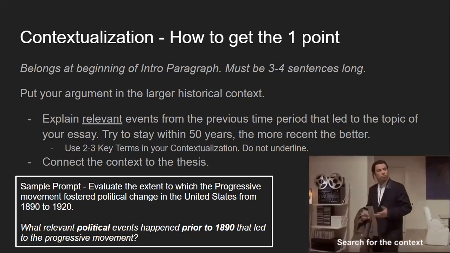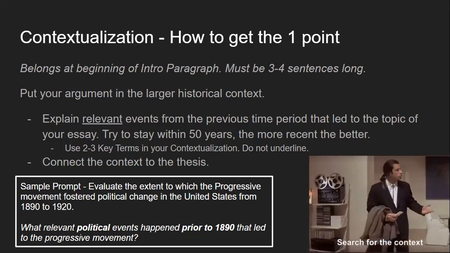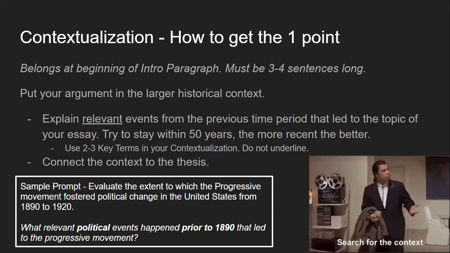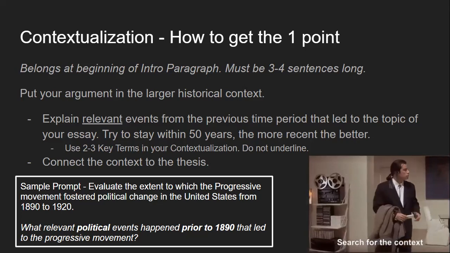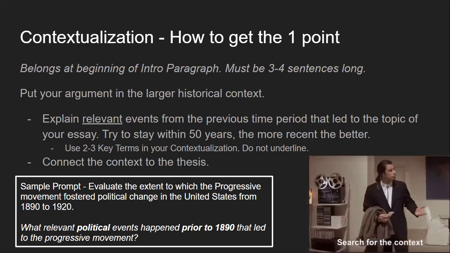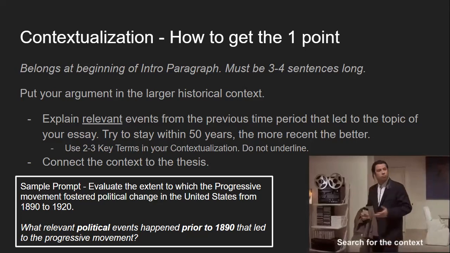So if our sample prompt, once again, is evaluate the extent to which the progressive movement fostered political change in the United States from 1890 to 1920, you want to think about what were the relevant political events that happened prior to 1890 that led to the progressive movements? And you really want to stay within 50 years, not go too much farther beyond that. And the more recent, the better, right?